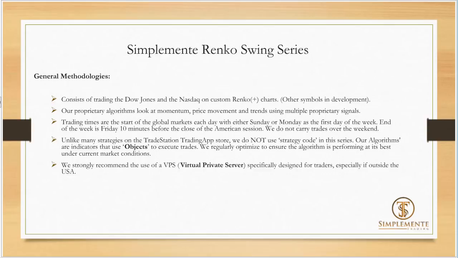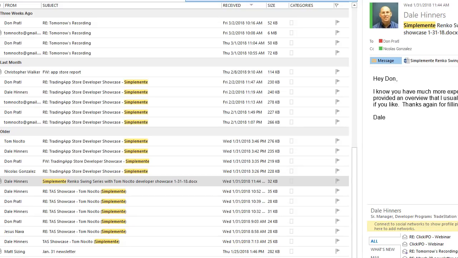Currently, our algorithm that is in the store, when you take it out of the box, so to speak, and download it, it does start trading on Sunday when the global market's open, and it will trade each day until the end of the day, typically about 10 minutes before the market ends each day, or you can let it run all the way through the week, 10 minutes before the close of the American session. We don't carry any trades over the weekend, and later in the presentation I will show you where customers will be able to set those parameters.